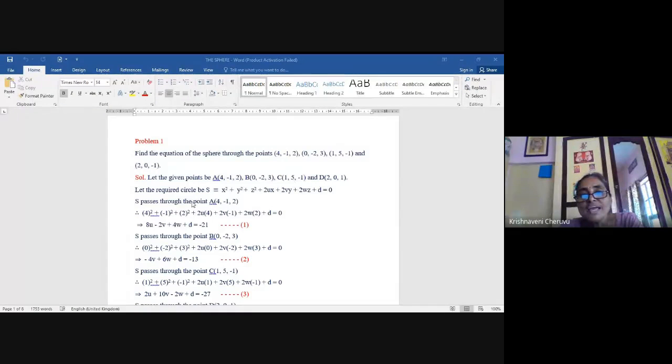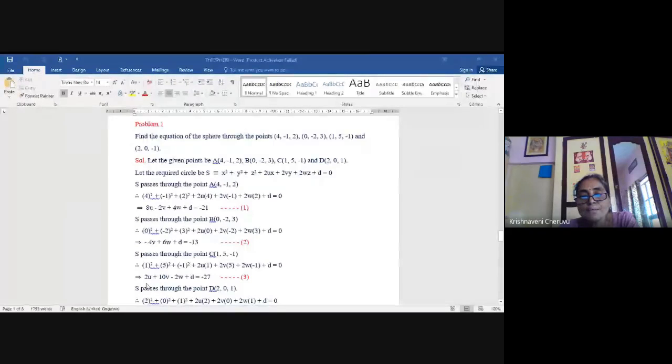So S passes through A. So substitute the point A in the equation of the sphere. What will you get? See, for x you have to put 4, for y you have to put minus 1, for z you have to put 2. So that you will get an equation in u, v, w, d. S is also passing through the point B. So for x you put 0, y you put minus 2, z you put 3, you will get another equation in u, v, w, d. Now, S is also passing through the point C. So for x you put 1, for y you put 5, for z you put minus 1. You will get another equation.